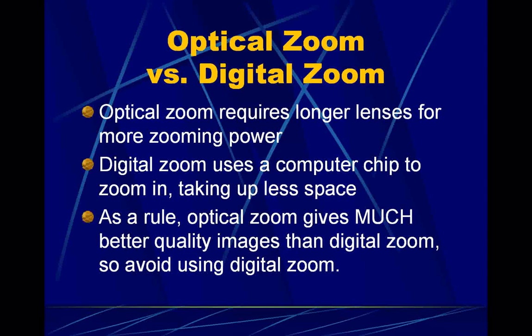Here's optical zoom and digital zoom. Optical zoom requires longer lenses for more zooming power. Digital zoom, on the other hand, uses a computer chip inside to zoom in, which takes up less space. However, it's less physical space as far as the actual physical size of the lens itself. But as a rule, optical zoom is going to give you much better quality images than digital zoom. So you want to avoid using digital zoom as much as possible.